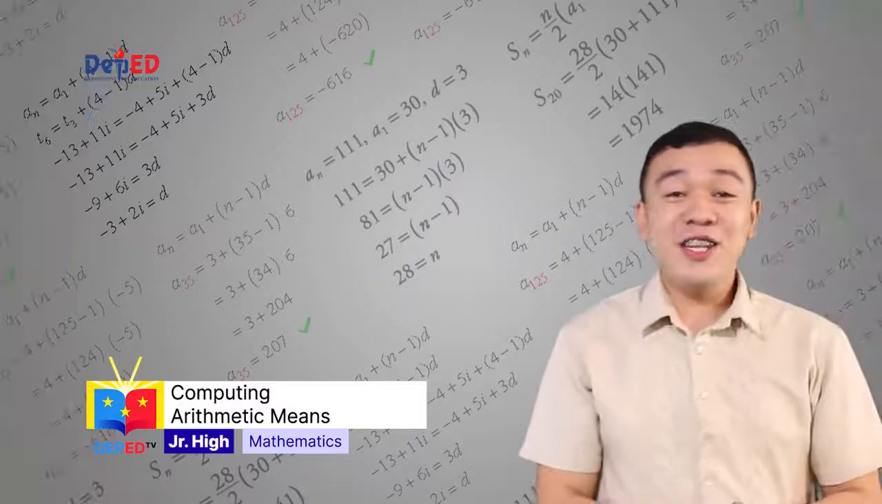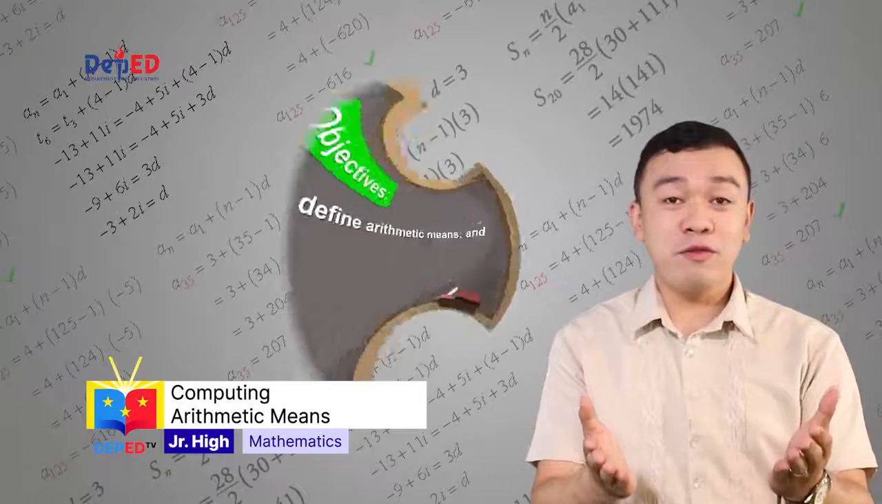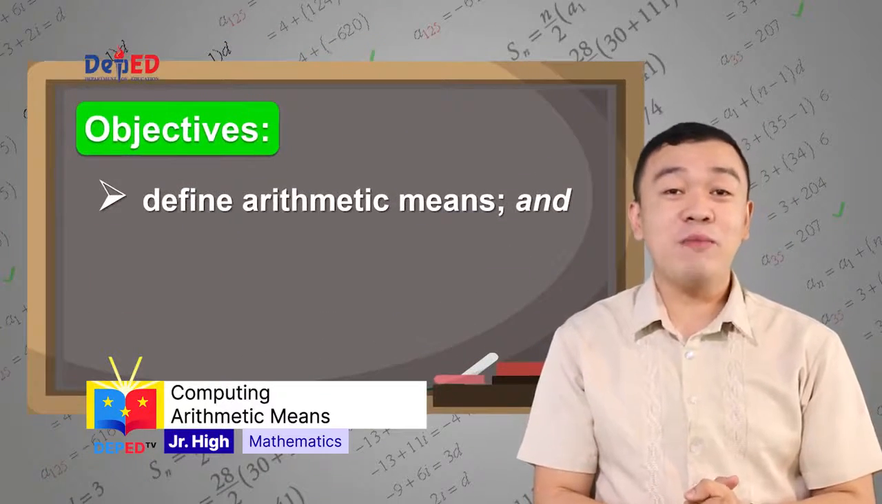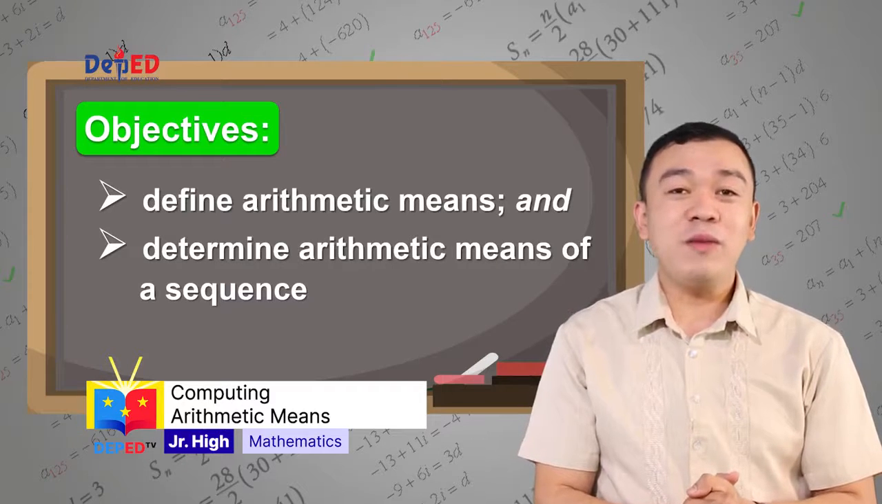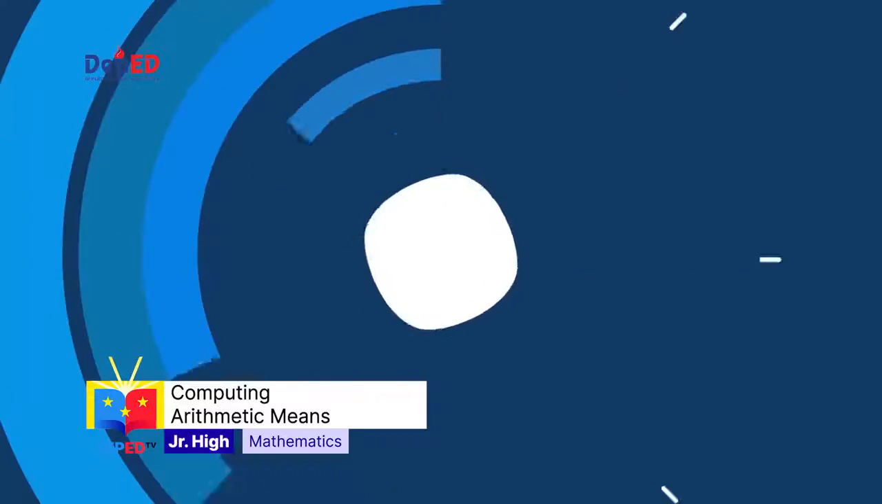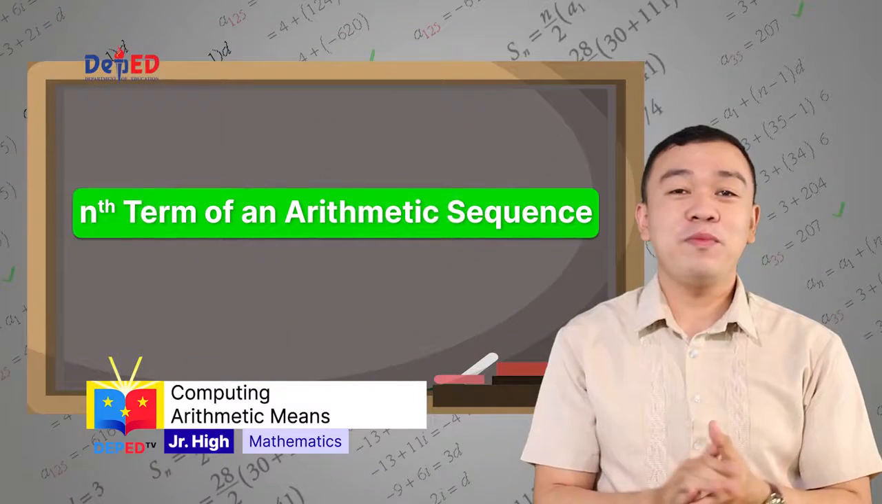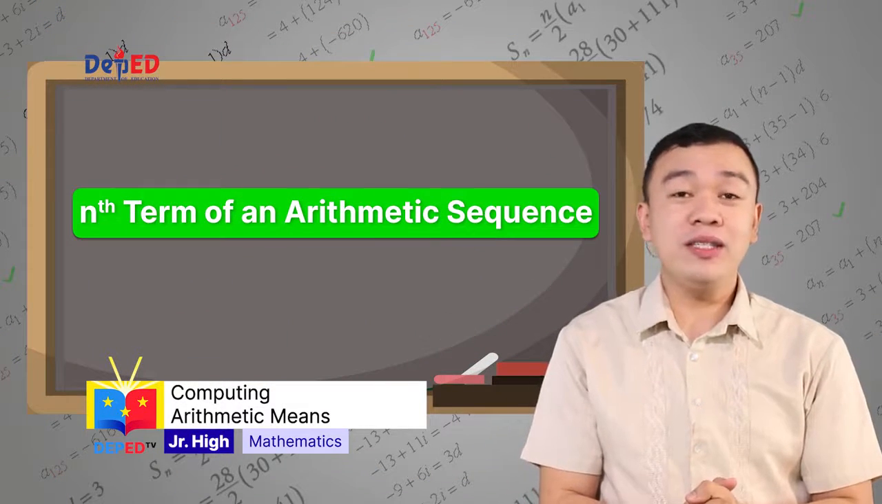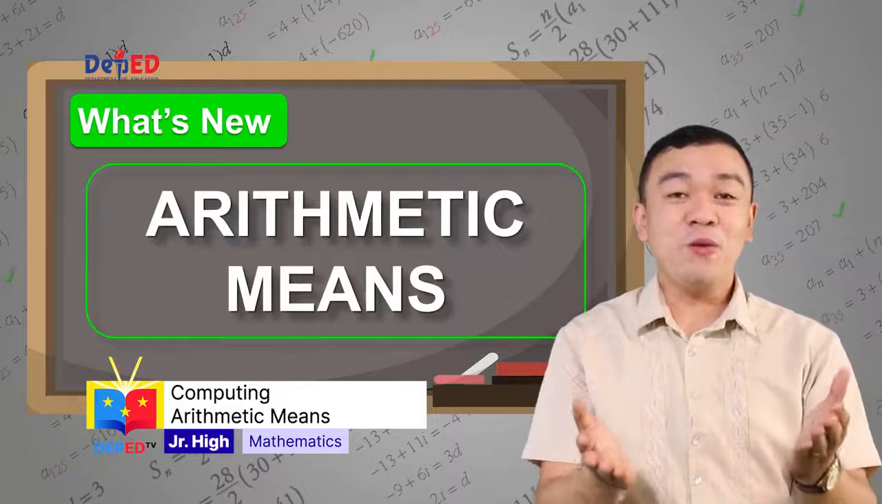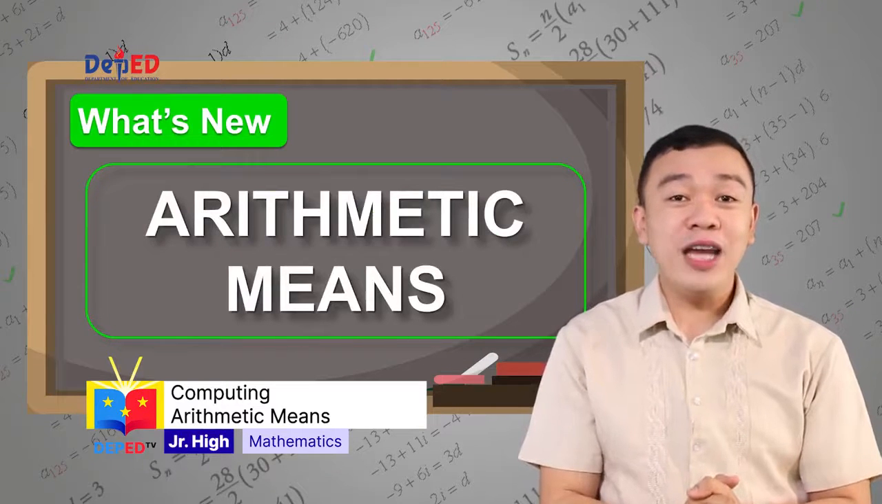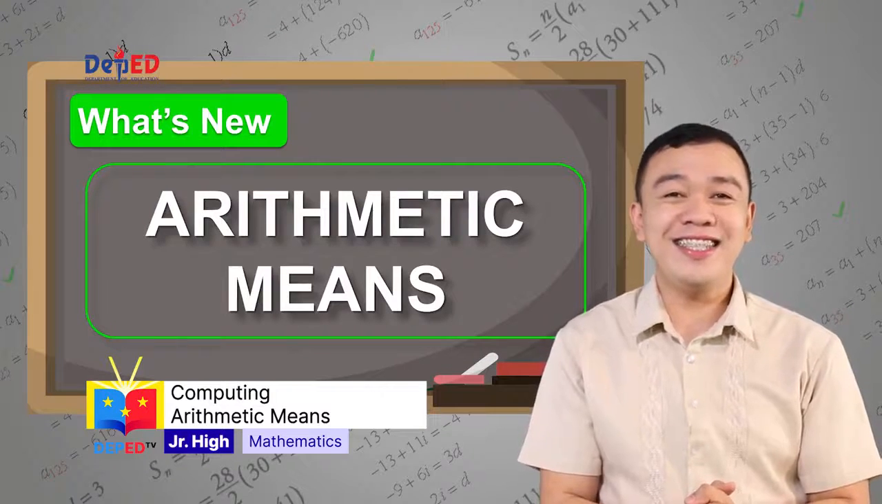For this lesson, you are expected to, first, define arithmetic means, and second, determine arithmetic means of a sequence. Previously, you learned how to determine the nth term of an arithmetic sequence. What's new? Well, we will focus on finding the arithmetic means.